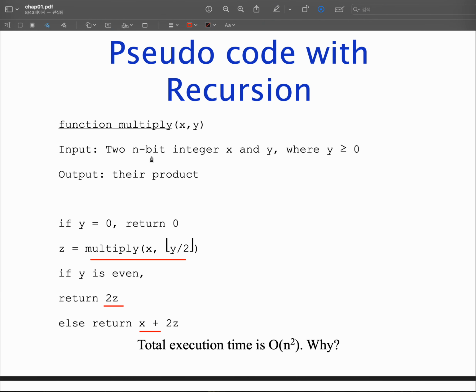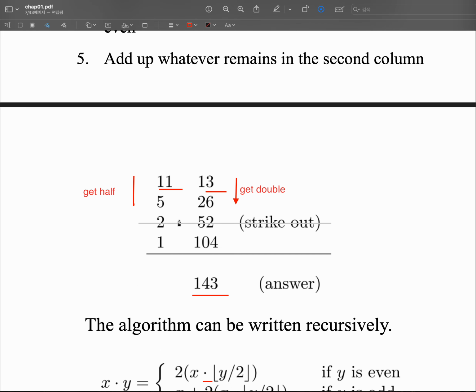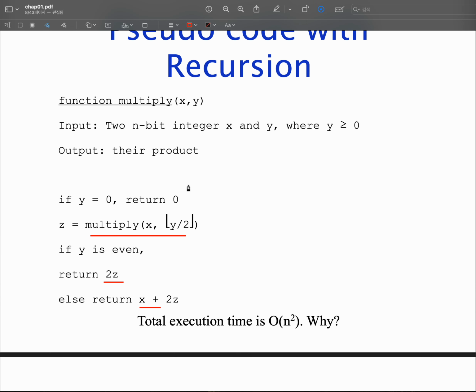So this algorithm can be written recursively in this form. Now you can claim that this is a correct algorithm, because it comes from here and from here. This is a popular and correct way, and it is used in some countries. So next we have to calculate the time complexity.